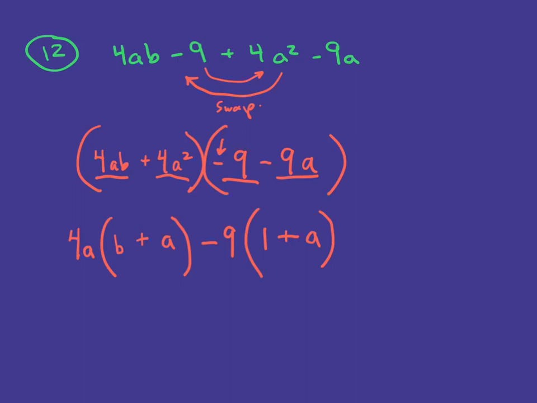And just like the previous two, we want this parentheses part at this point to be the same, b plus a. 1 plus a is not the same, so you want to be careful that you notice that. If it was b plus a and a plus b, those would still be the same, but here they're not. So what this means is we're not going to be able to factor this way. And this would be an example of one that's not factorable.